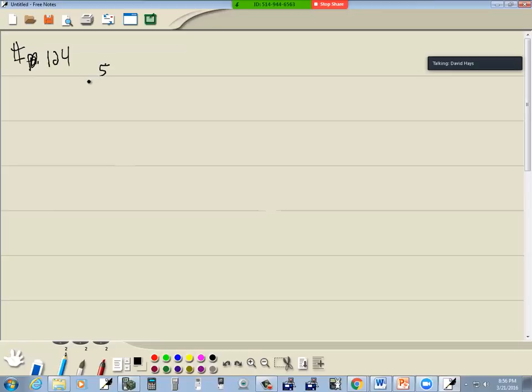We have 5 over the cube root of 3y. This one's different. Instead of being a square root, it's a cube root, which means I need 3 of whatever. Now here I already have one 3, which means I need 2 more 3's. I already have one y, which means I need 2 more y's, because the number of y's has to match your index. Now whatever we multiply by the denominator, we have to multiply by the numerator, so I'll multiply the top part by that also.